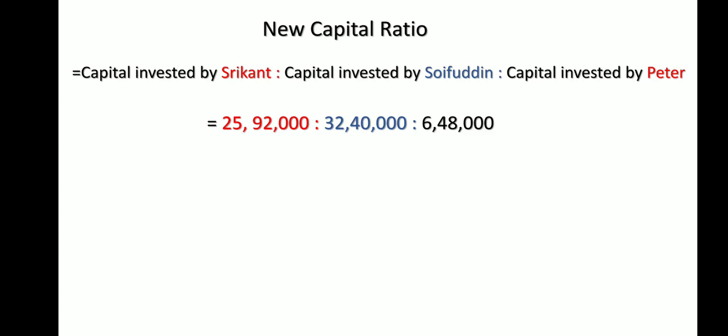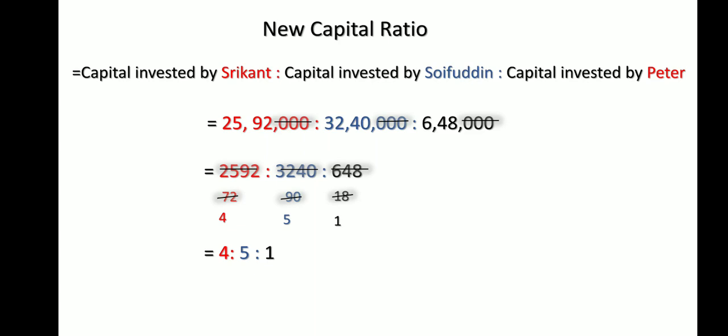We put the values. First we cancel the zeros. Okay, then we use 36 to cancel these terms: 36 into 72, 36 into 90, and 36 into 18. And we use 18 to cancel all these terms: 18 4s are, 18 5s are, and 18 1s are. So what is left with is 4:5:1. So we can find the sum, that comes to 10.